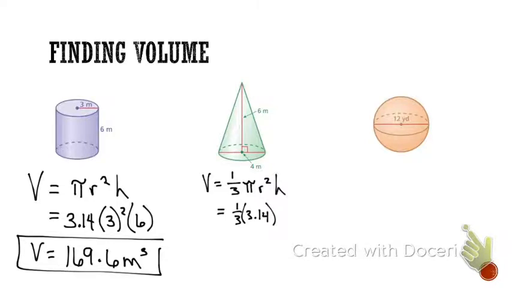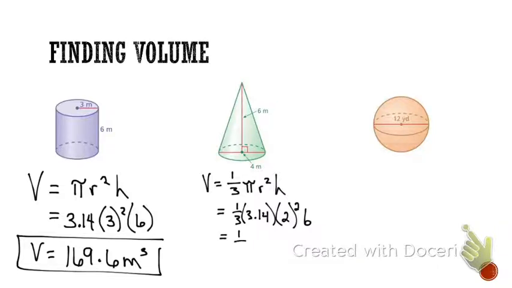But what's my radius? My radius is not 4. That's my diameter. So my radius is 2 squared. If you were to plug in 4, your whole answer is going to be wrong at that point. And then multiply it by the height. So 2 squared is 4. 4 times 6 is 24. 24 times 3.14 is 75.36.